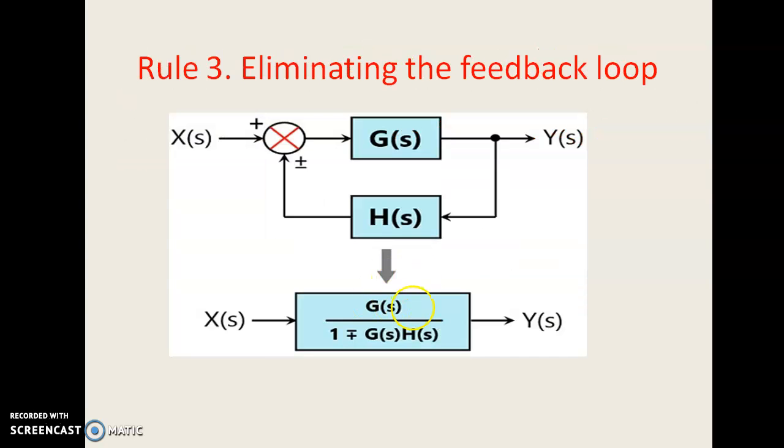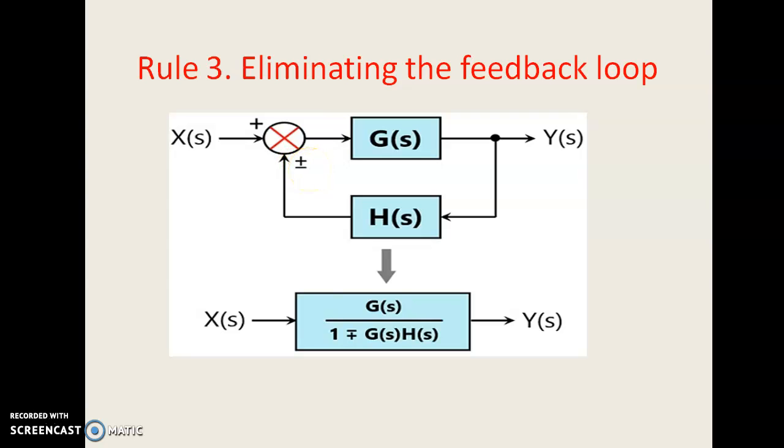Rule number 3 is elimination of the feedback loop. We can see here X of S, the input to the system, and Y of S, the output of the system, and this is the summing point. G of S is the gain of the system, H of S is the feedback present in the feedback path of the system, and this is indicating the take off point. This can be positive feedback or negative feedback.